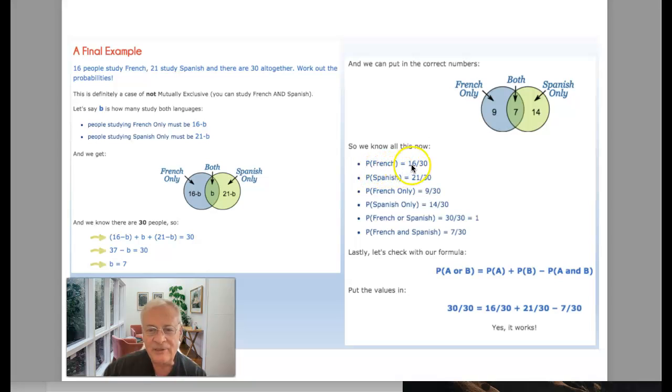The probability it's French is 16 out of 30. The probability it's Spanish is 21 out of 30. French only is 9 out of 30. Spanish only is 14. Once you get the Venn diagram, you can fill it in. You can see everything. French or Spanish, that's all of them. And French and Spanish is just in the middle, 7 of them. And the formulas all work. They all check out.